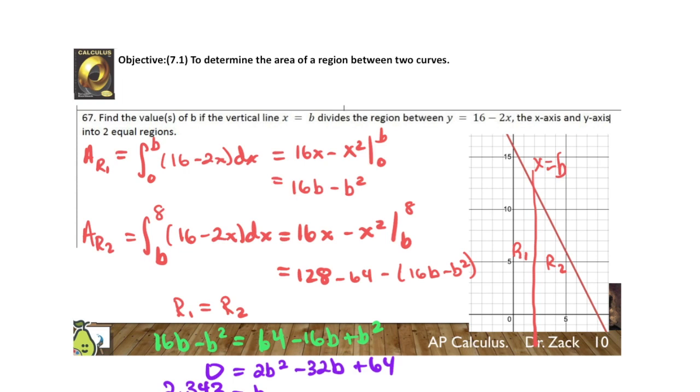All right, so I'm sure you noticed that question number 67 was a fabulous little problem. Find the area of region 1 and set it equal to the area of region 2 using B as the endpoints. Once you solve that equation, you will find the value for B.